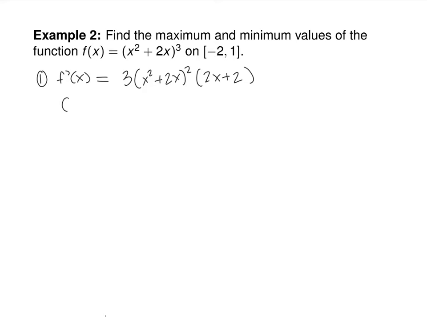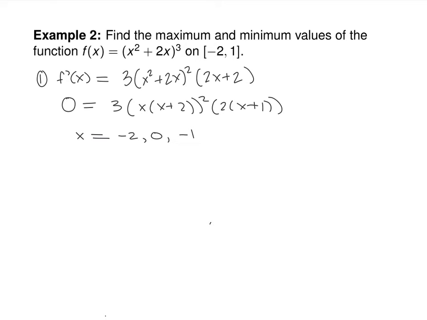Set it equal to 0. I'm going to write the thing inside the square as x times x plus 2, the quantity squared. And then this is 2 times x plus 1. You don't have to do that, but it just makes it super easy to see what the zeros are. So where is this derivative equal to 0? Do you guys agree with that?